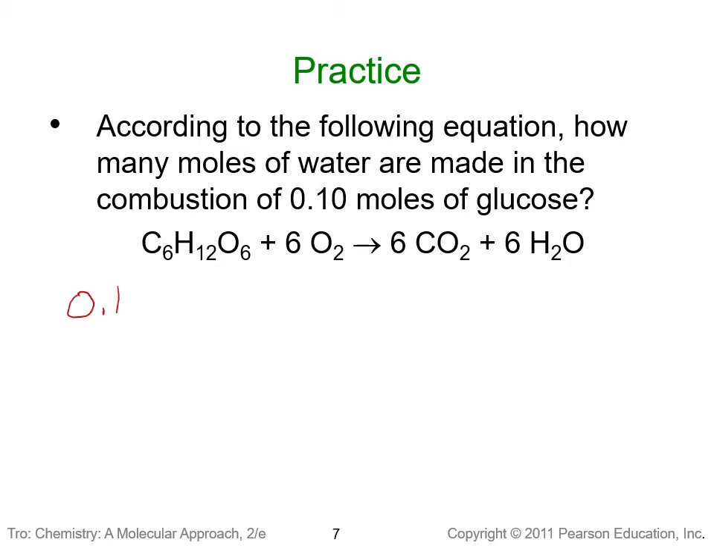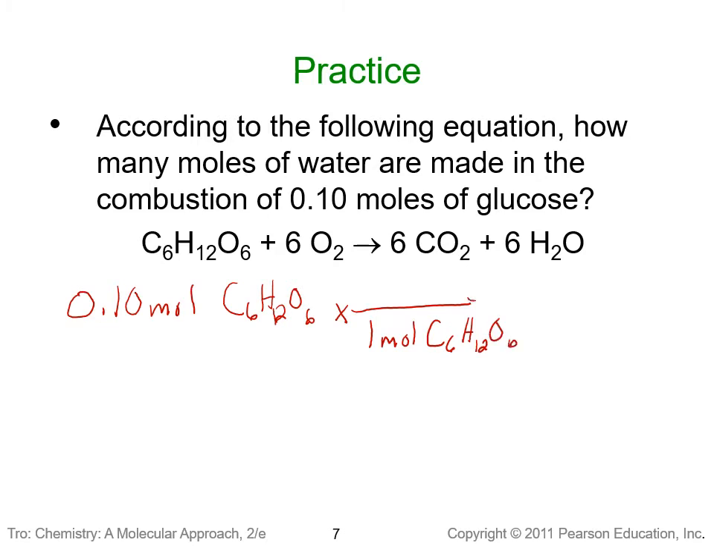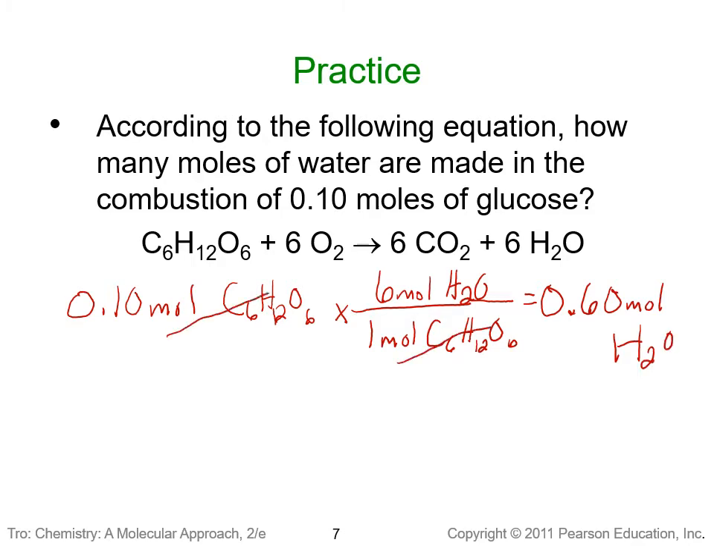If we have 0.1 moles of glucose, that's the C6H12O6. We can use the coefficients from our balanced chemical reaction. So 1 mole of glucose to 6 moles of water. And we find that we make 0.6 moles of water. Our glucose cancels, moles of water on top, which is what we're trying to find.